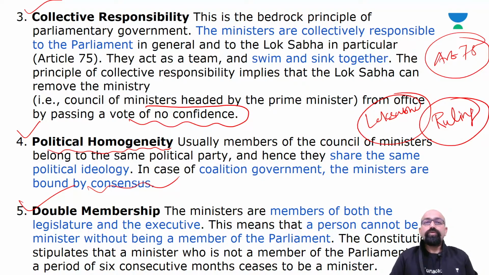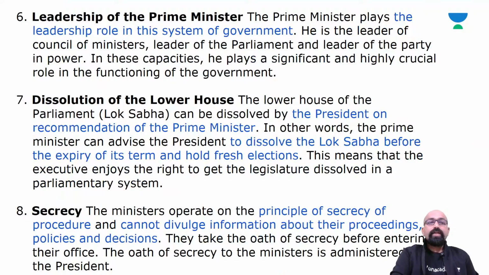Yes, so there is one provision in a constitution mentioned that a minister who is not a member of the parliament for a period of 6 consecutive months ceases to be a minister. All right. Yes. Next feature is leadership of the prime minister.